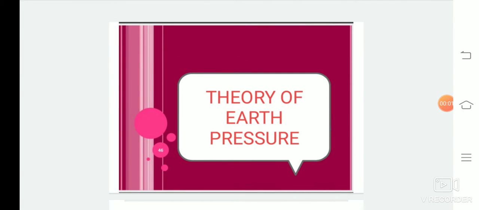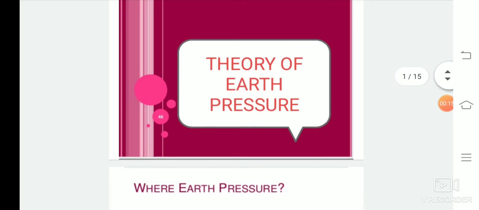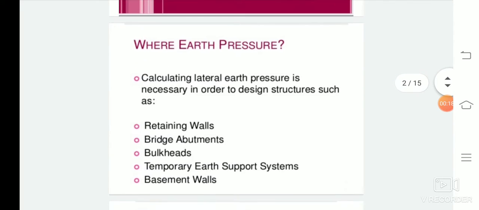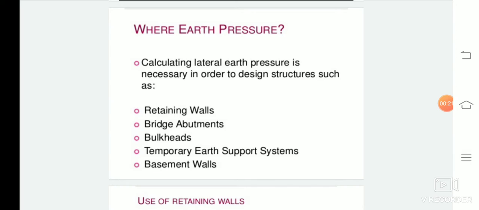Hello everyone. Today we are going to study the theory of earth pressure, also known as lateral earth pressure. So what is basically earth pressure and where does its application lie? Mainly earth pressure is used for designing various types of retaining walls, sheet piles, bridge abutments, bulkheads, any kind of basement wall or other type of earth retaining structure.